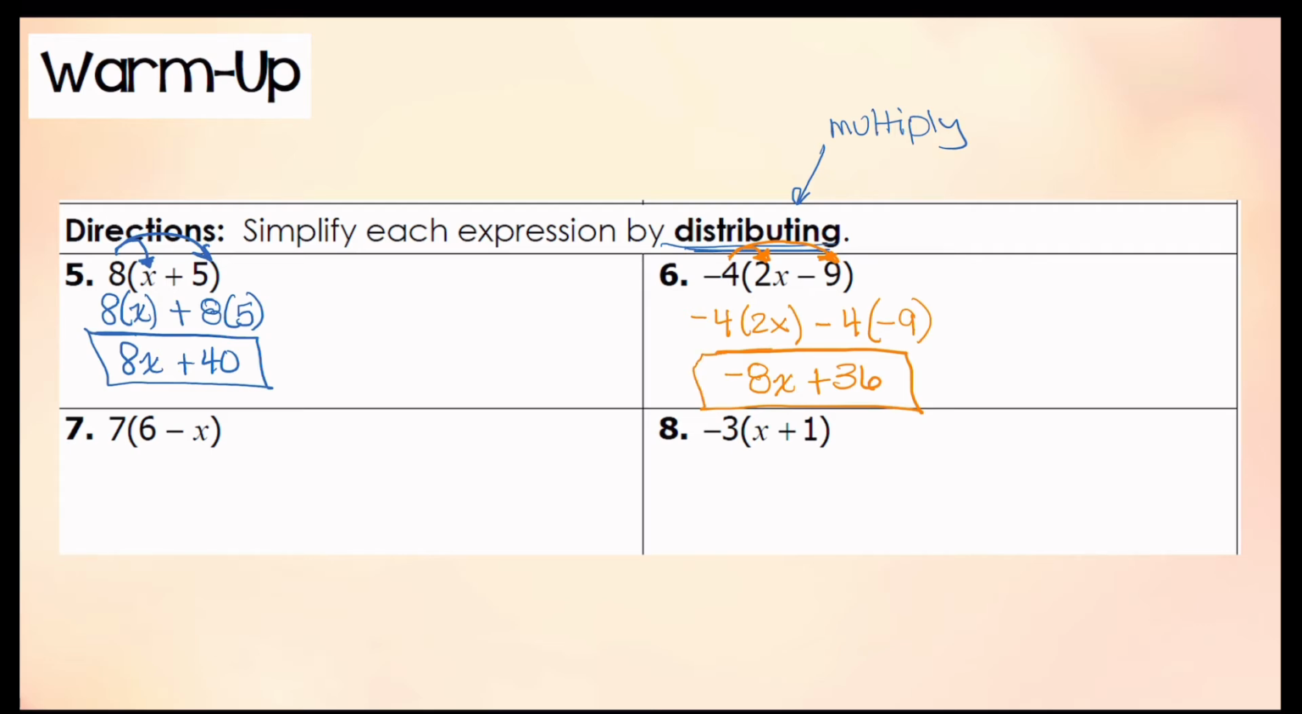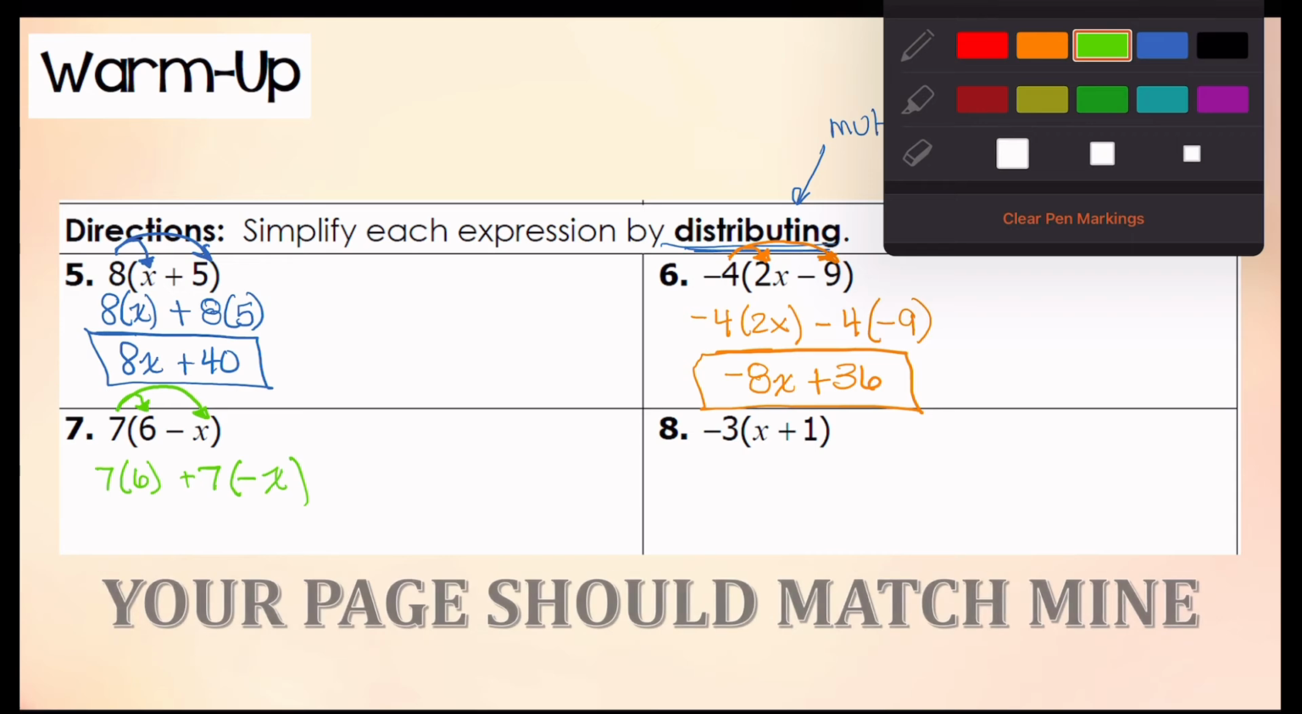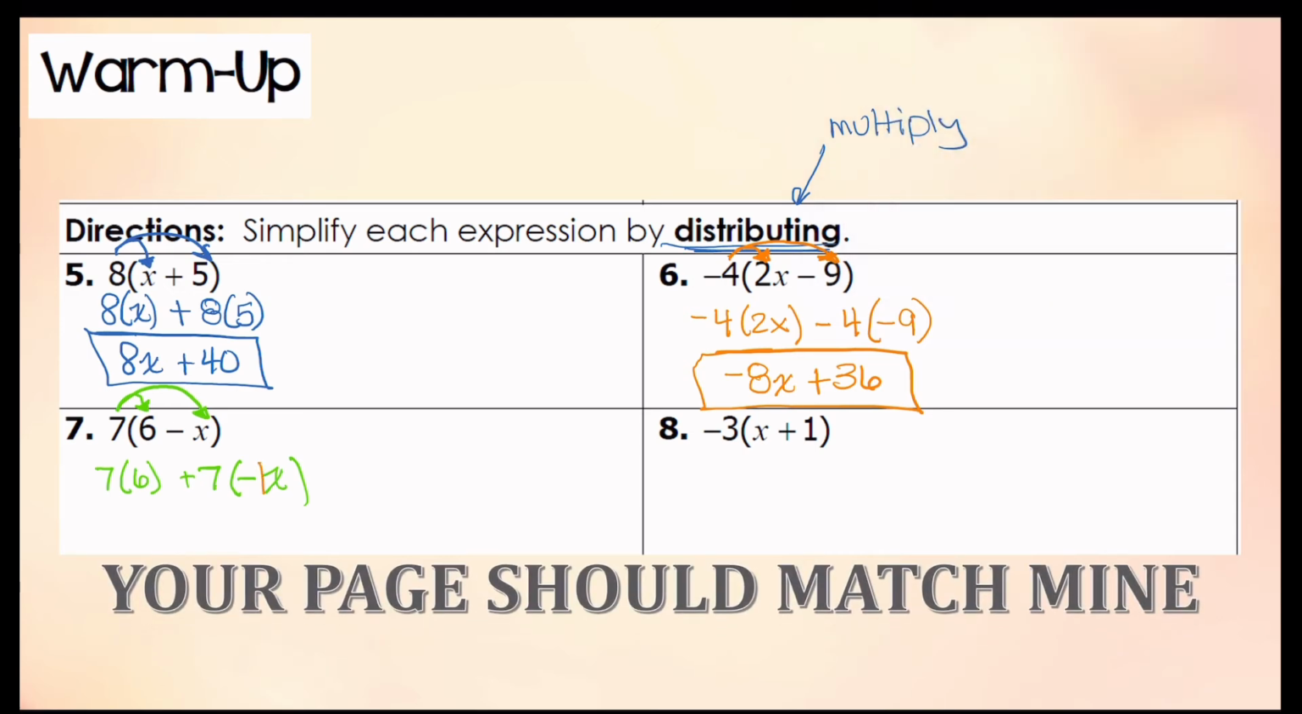Okay? Let's go look over here. I'm going to distribute now, and I'm going to distribute 7 to the 6. So 7 times 6. I'm going to distribute this 7, so it's plus 7 times -x. Remember what's sitting in front of that x. Okay? Remember, guys, I'm noticing some people's papers, they don't match mine. I'm going to say this constantly. Yours should be matching mine.